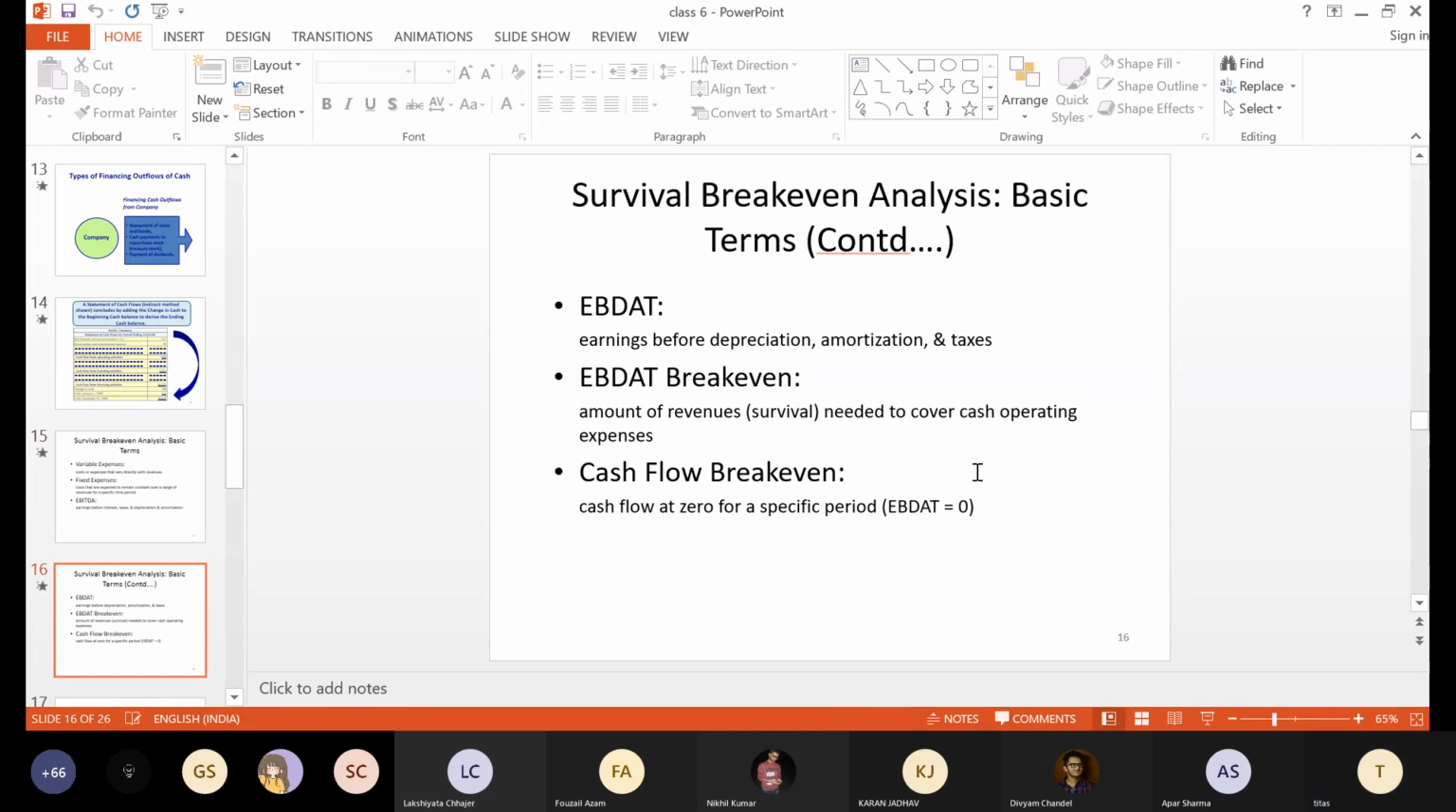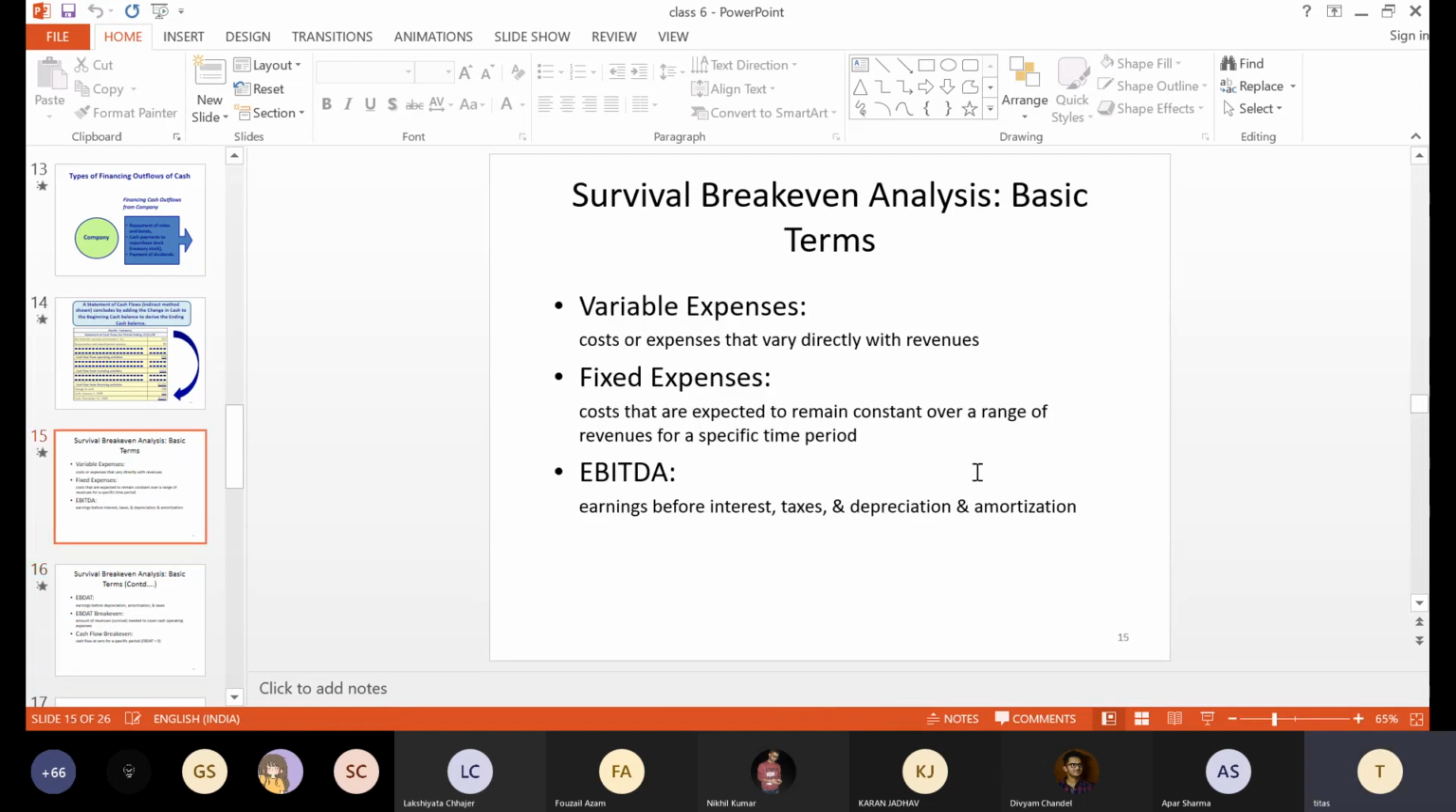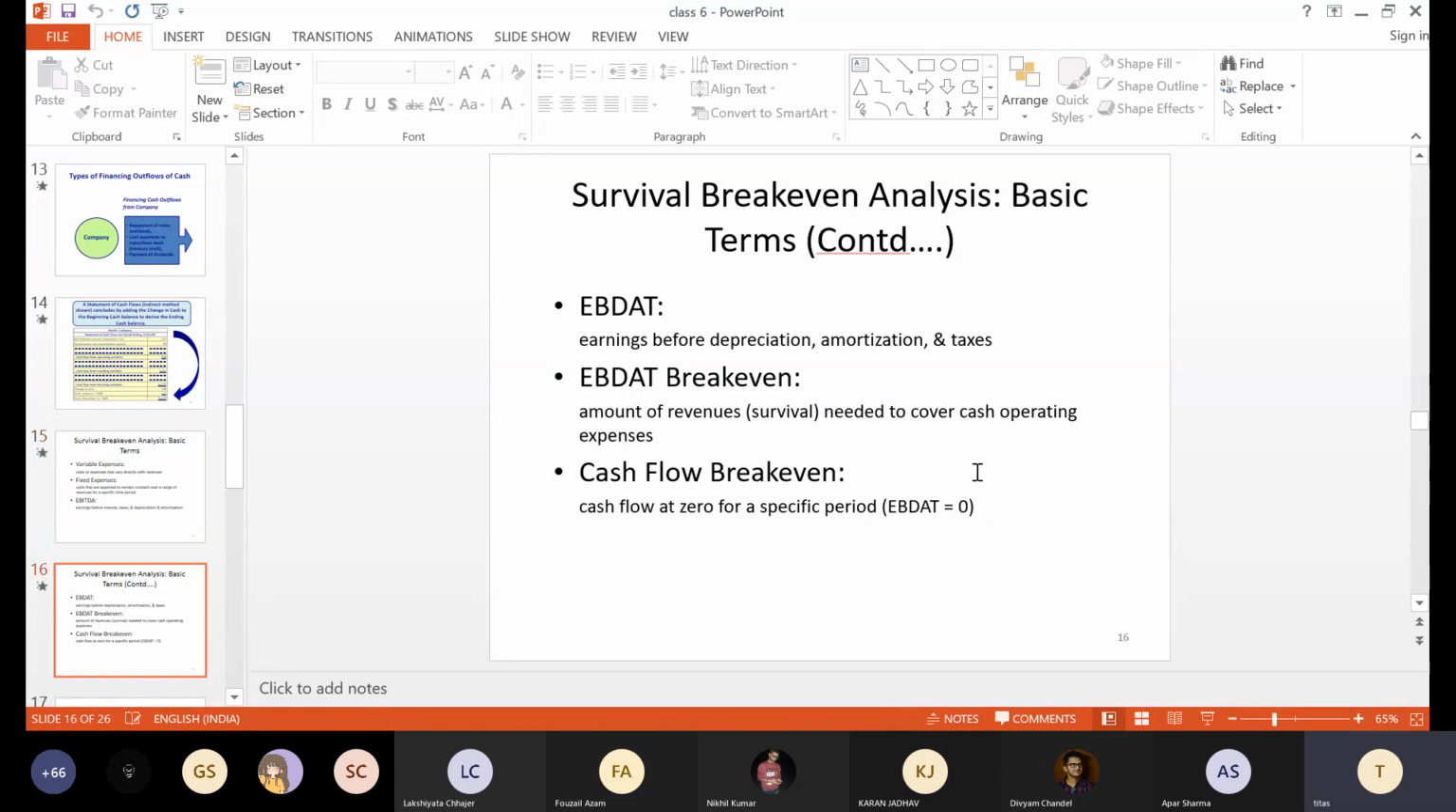Now, for survival breakeven analysis or cash flow breakeven analysis, we are calling it EBDAT breakeven. What is EBDAT? It is earnings before depreciation, amortization and tax. But in the last slide, it was EBITDA, so the interest term is missing here. Why? Because interest, even though it is non-operating, is cash in nature, and we are interested in cash earnings. So here it is EBDAT, earnings before depreciation, amortization and taxes, but after interest. You got it: it is after interest, since interest is a cash expense, but before depreciation, amortization and taxes, since it is cash flow breakeven.